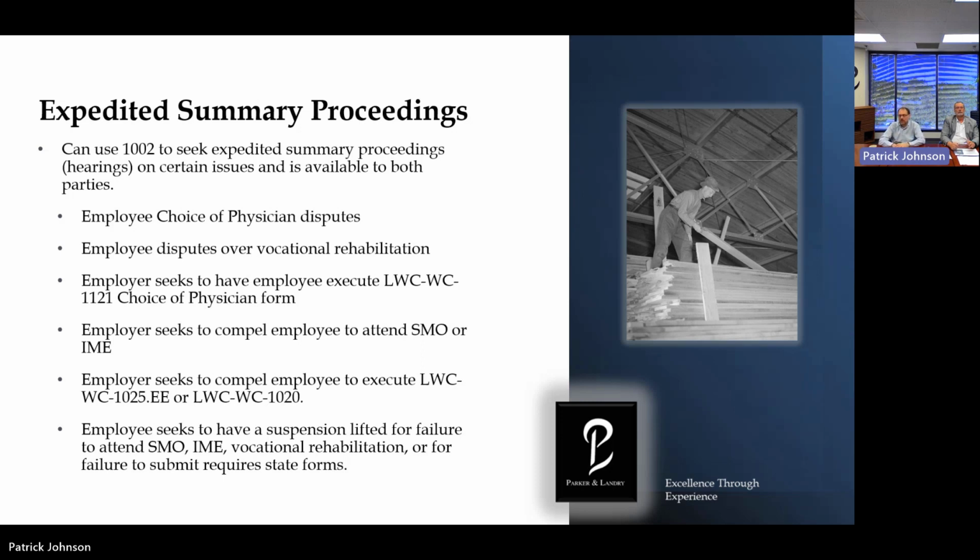The employee disputes over vocational rehabilitation. The plaintiff's attorneys don't really use this one that much because they don't want vocational rehabilitation. They like their client not having a wage earning capacity. So an attorney or the claimant can actually file an expedited hearing to be granted vocational rehabilitation efforts to be able to return them back to the workforce. Frankly, I've never seen this.